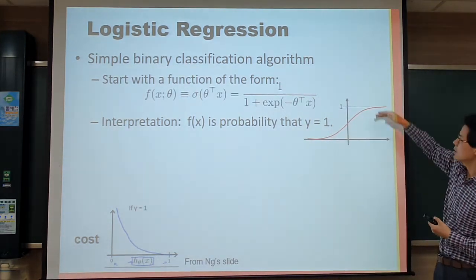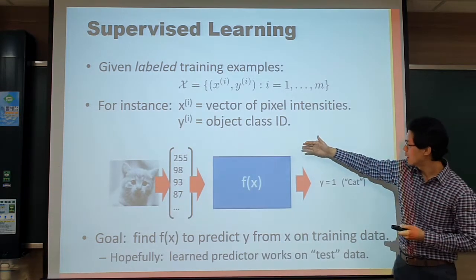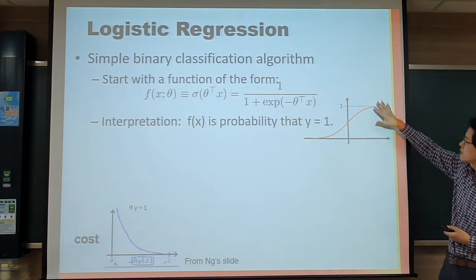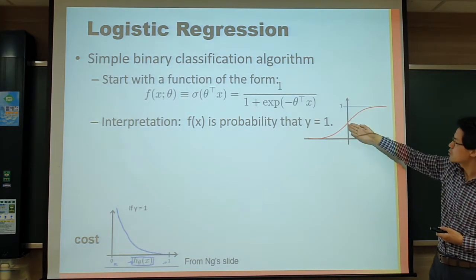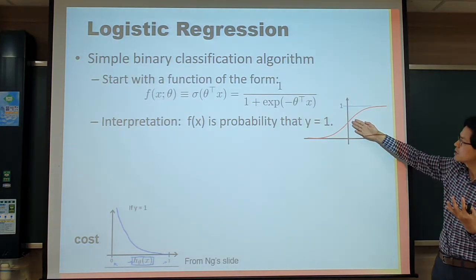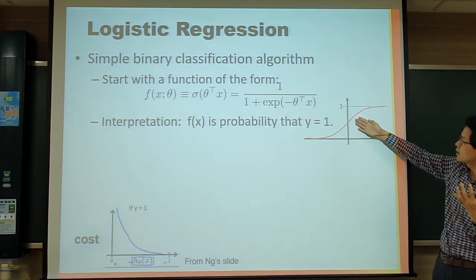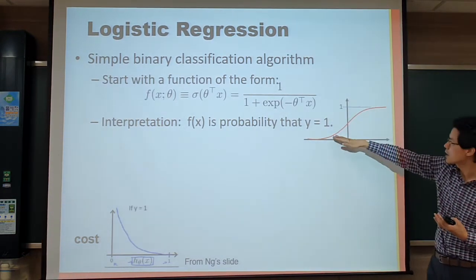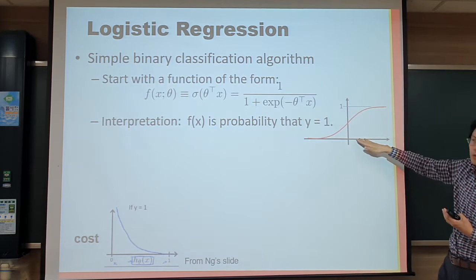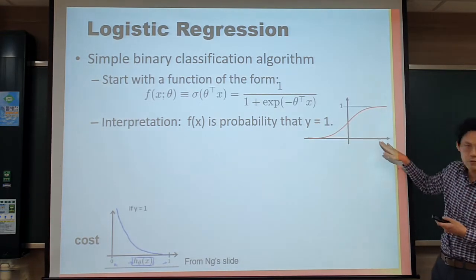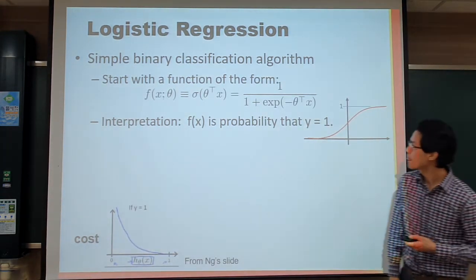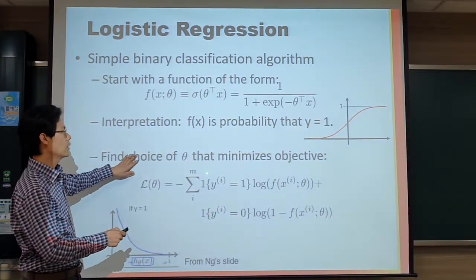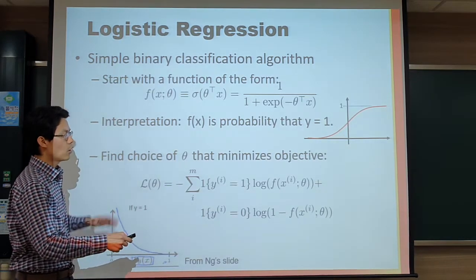In this case, suppose that y equal to 1 means cat. Then f of x shows the probability that the input image contains a cat. You can see that the probability goes higher as we approach higher values along this feature, which we can treat as some pixel value. And the question is that we want to identify the theta value that minimizes a certain objective function, right?